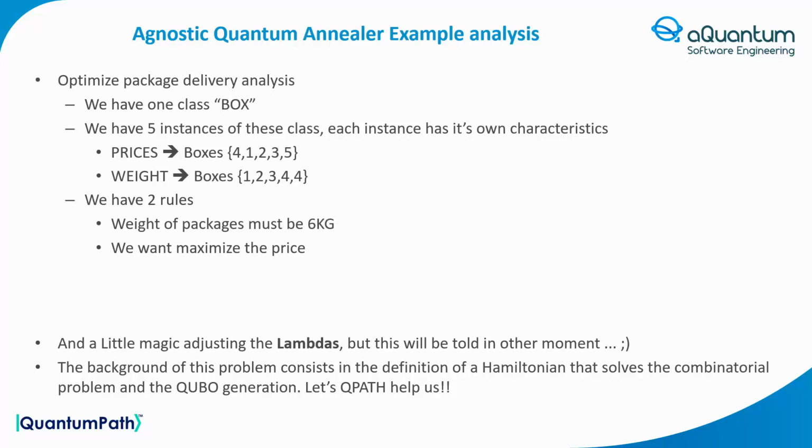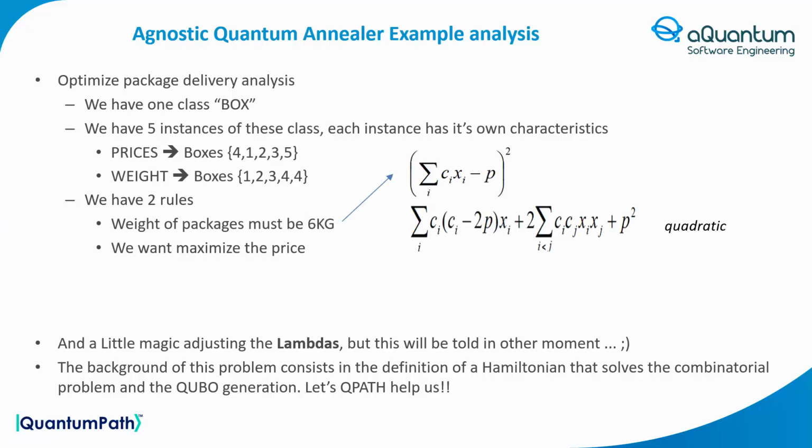To solve the problem, we need to have 2 rules. The first rule is to determine the weight of the packages, that must be 6 kilograms. And the second rule, that we want to maximize the price. In order to solve that, we need to define these mathematical expressions. The first quadratic can be developed as we can see in this part of the expression. The second rule must be developed using this linear term.